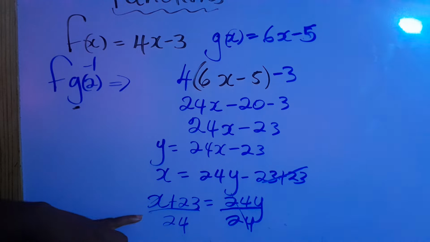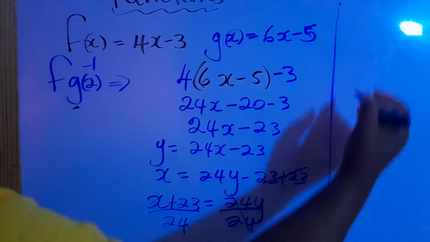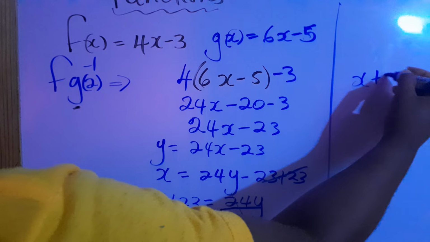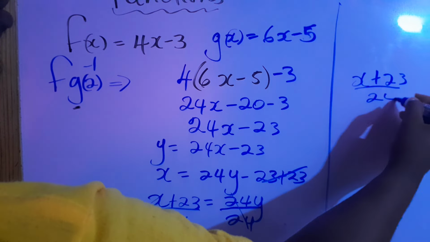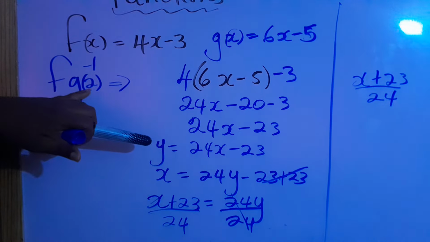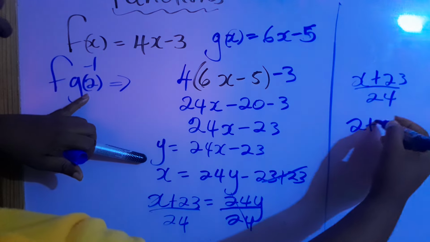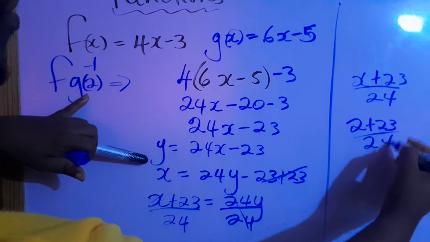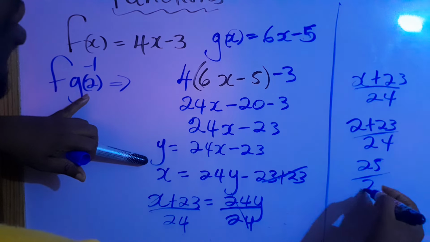Now we're going to plug 2 in this. So let's write back this, which is x plus 23 over 24. Because we're supposed to substitute 2, we put 2 plus 23 over 24, which would work out to 25 over 24.